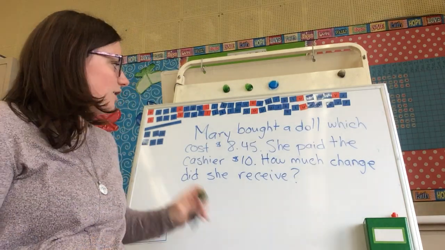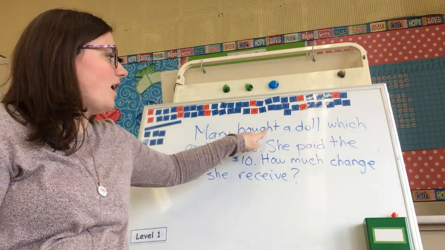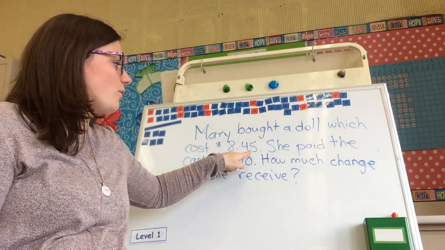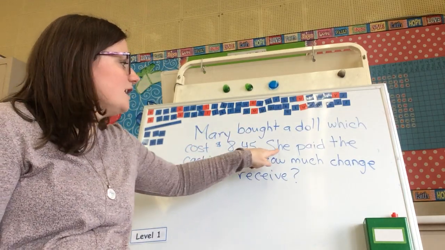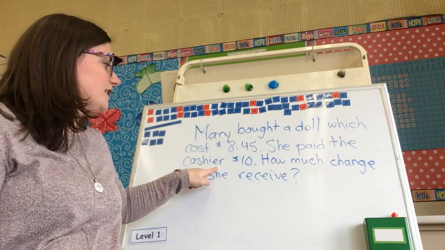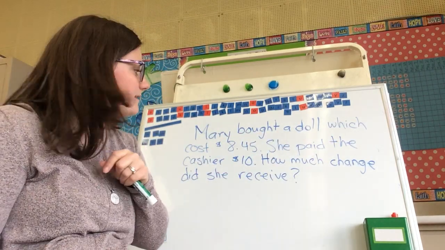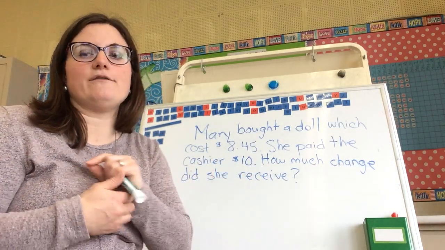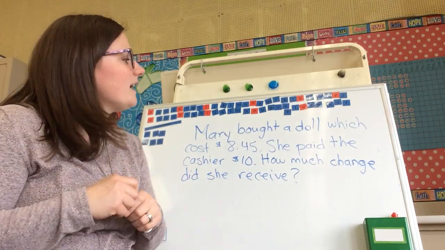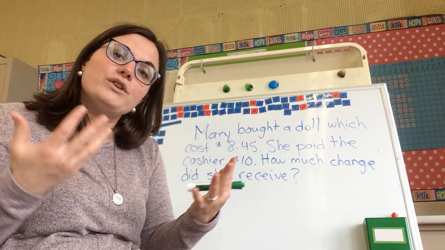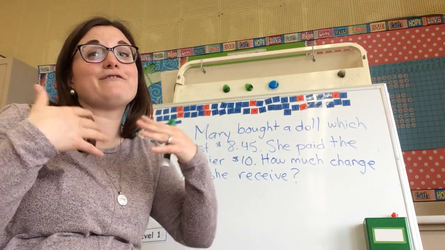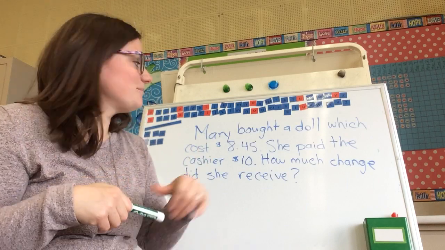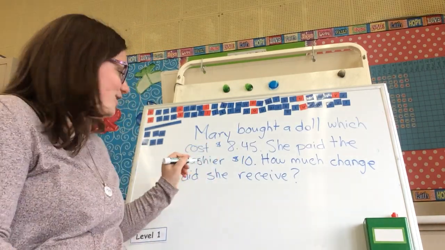So let's start by reading our question. Mary bought a doll which costs $8.45. She paid the cashier $10. How much change did she receive? So we need to think, do I know the total money that she had or am I trying to find the total? I know the total, right? She has $10.